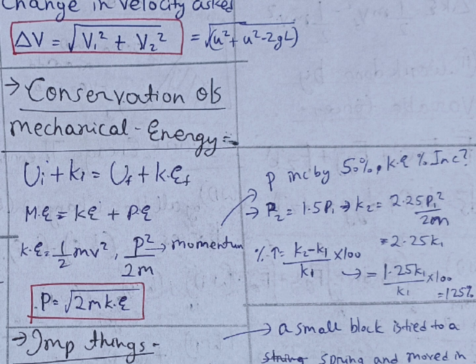Momentum increased by 50%. For the kinetic energy percentage increase, p2 is equal to 1.5 p1. So kinetic energy 2 is 2.25 p square by 2m, which is equal to 2.25 k1. So percentage increase in kinetic energy is equal to k2 minus k1 by k1, that is, final minus initial by initial into 100. Percentage increase in kinetic energy.